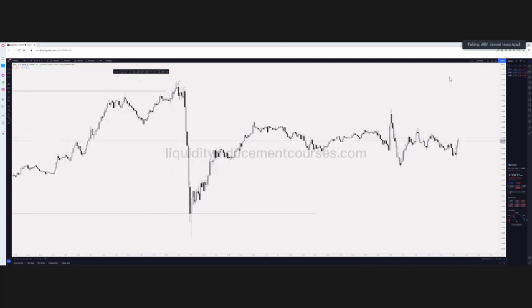Boom. What did he do? MSU. The BOS inducement works like a charm. Works like a charm. At this point here, can you see this candlestick formation?